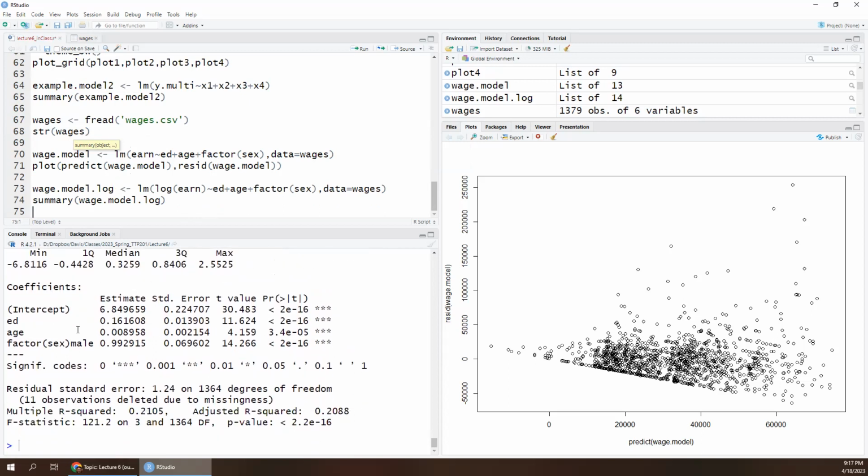And here we are changing our interpretations based off of that log level that I had talked about before. So for every year increase in your education level, your income goes up about 16%. For every year older you are, your income goes up a little bit less than 1%. And actually, if you are male in this data set, on average, you are making 99%, or about double, 100% higher, or about double what a female would be making.